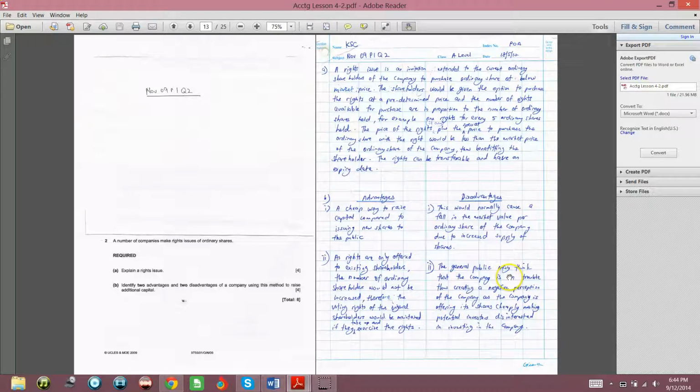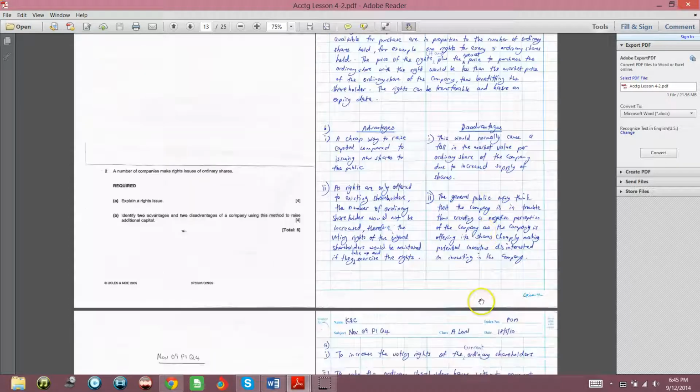So a rights issue means they offer the existing ordinary shareholders the chance to buy shares at a cheap price. So that will create an impression to the general public: oh, the company is issuing cheap shares. Since the existing ordinary shareholders can buy the share at $5 each, why should I buy at the market price of $11? That's what people will think. So this is what I think, so I put it in this question.